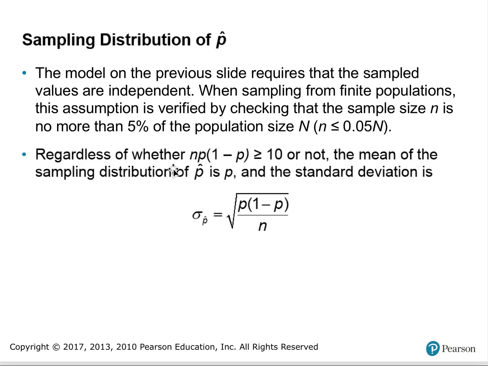Now, regardless of whether or not this condition is met to make it approximately normal, the mean of p hat is still p, and the standard deviation is still this formula, whether it's normal or not.